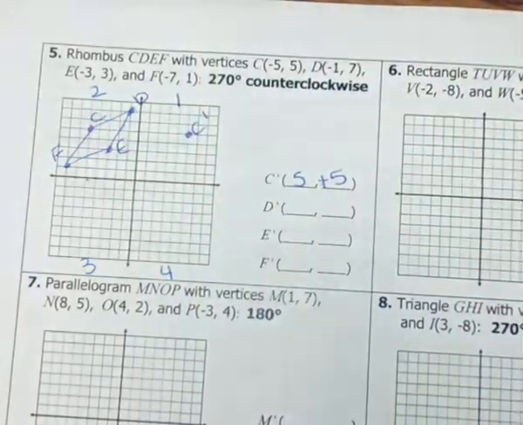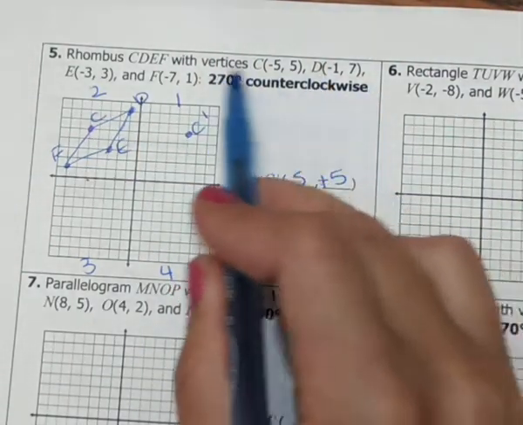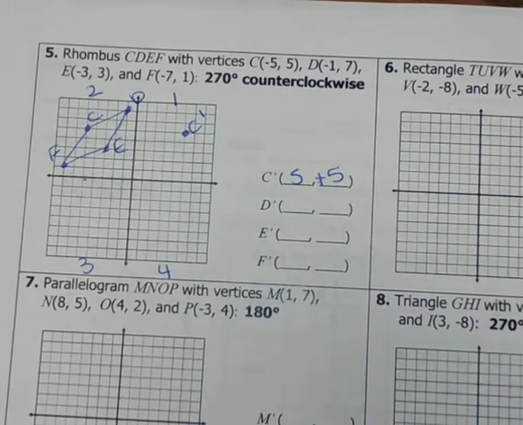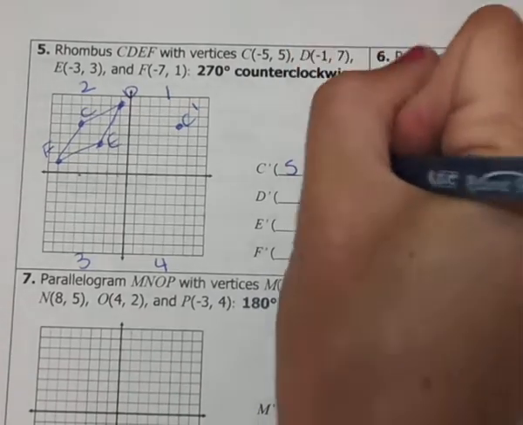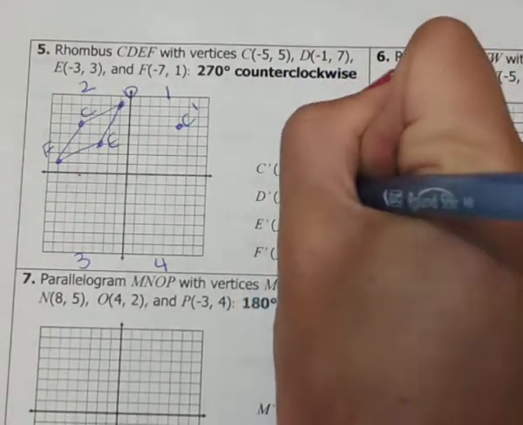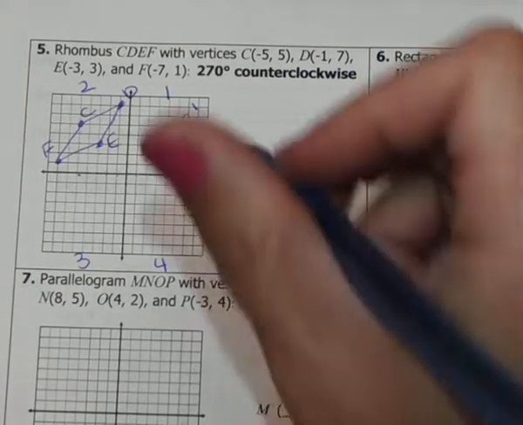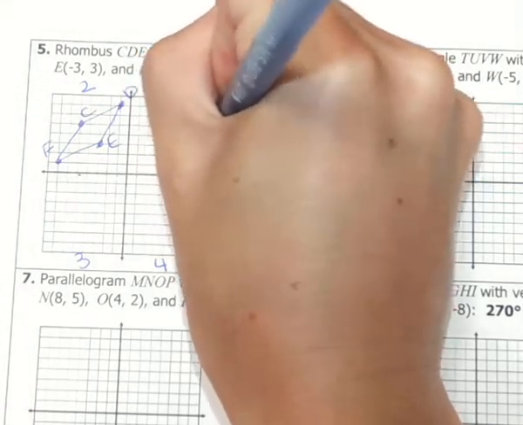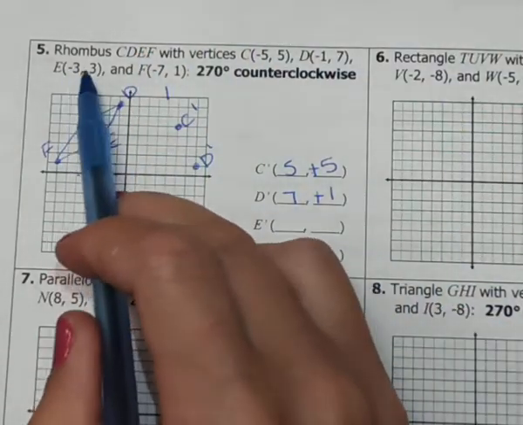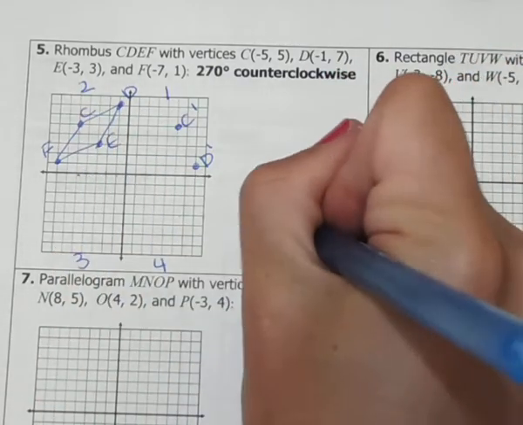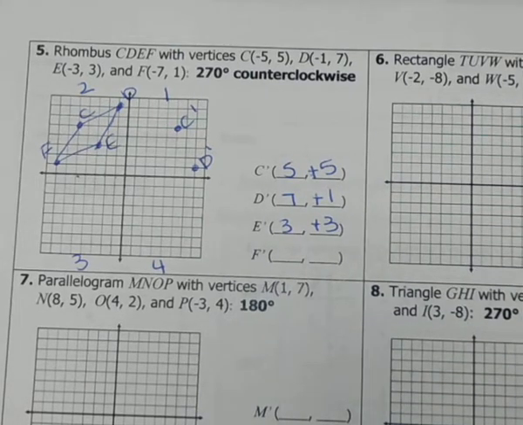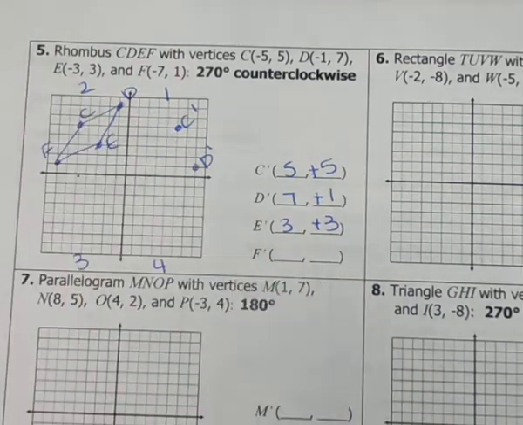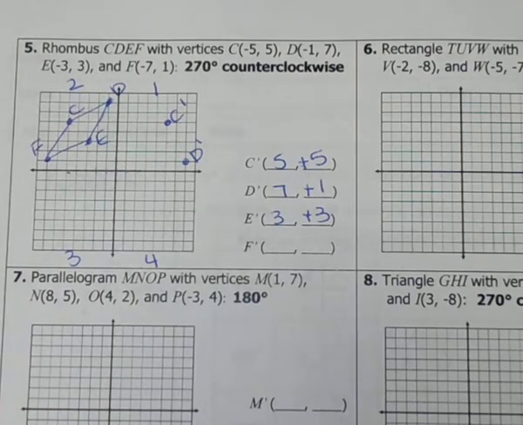C prime. All right. Again, I'm just using the rule 270 counterclockwise. You want to think through it. Flip the ordered pair, change the sign of the new second number. I do it in 2 steps. Flip the ordered pair, change the sign of the new second number, 7, 1. And that's our D prime. All right. E, flip it first, change the sign of the new second number. I like doing it in 2 steps because if you try to do it all at once, flip and change the sign at the same time, you'll probably change the wrong sign.